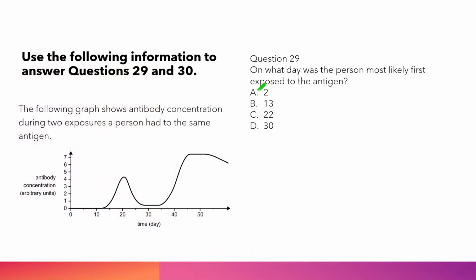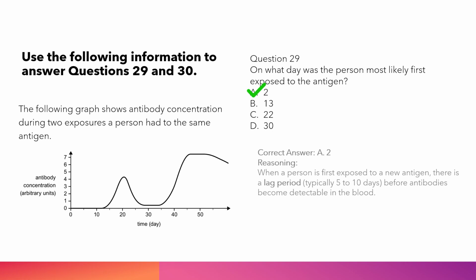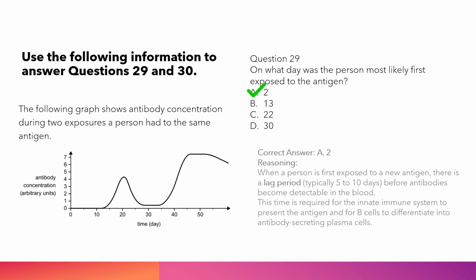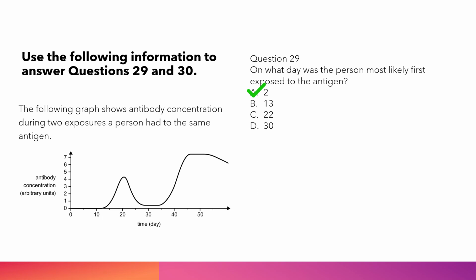Correct answer, A2. Reasoning. When a person is first exposed to a new antigen, there is a lag period, typically 5 to 10 days, before antibodies become detectable in the blood. This time is required for the innate immune system to present the antigen, and for B cells to differentiate into antibody-secreting plasma cells. In the graph, antibodies first start to appear around day 12 or 13.